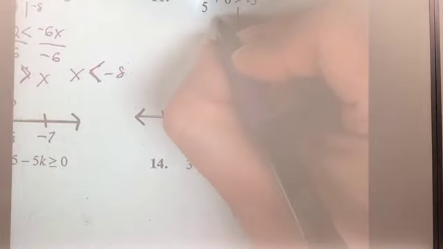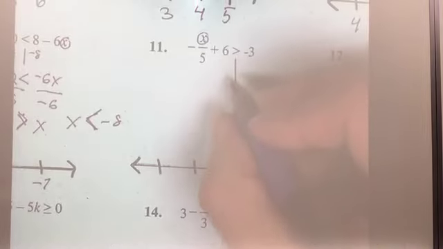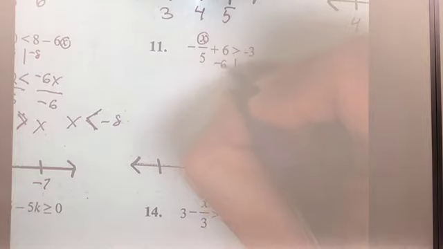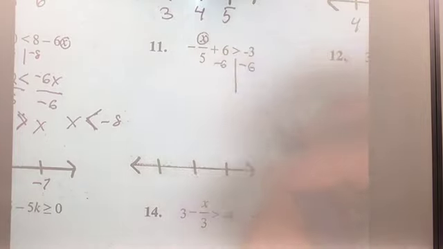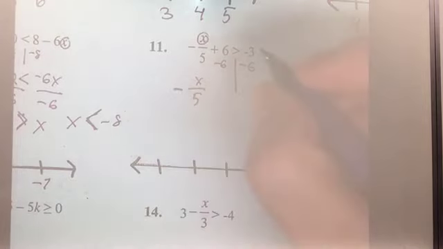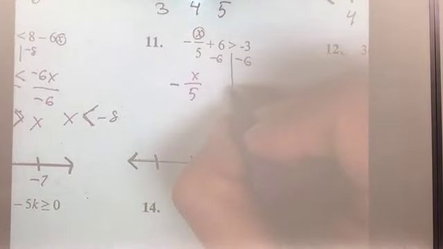Find your variable. I want to go after the one that's by itself, so subtract 6 from both sides. So I have x over 5, that's a negative. Don't forget your negative signs. Is greater than negative 9. Now, right now I am dividing, so I'm going to multiply both sides by negative 5.